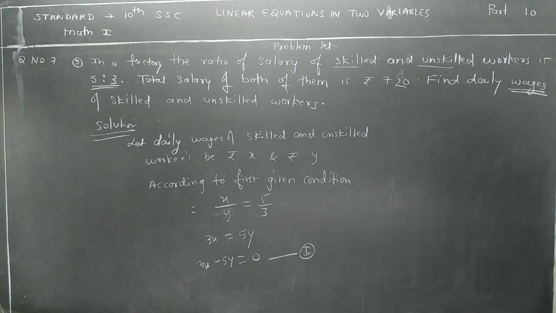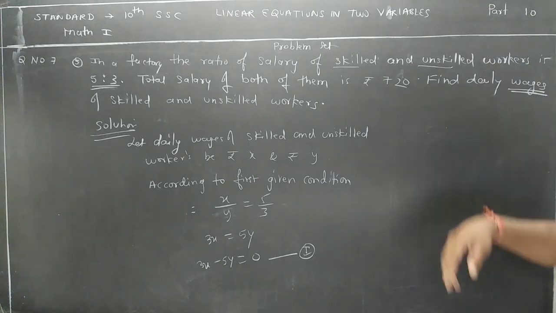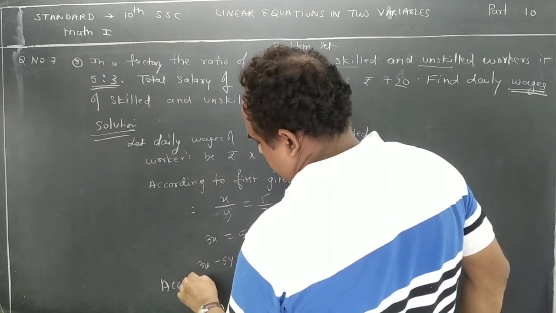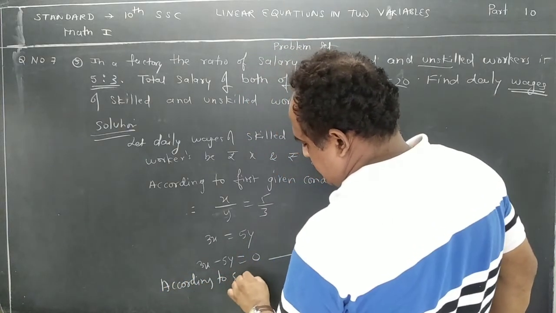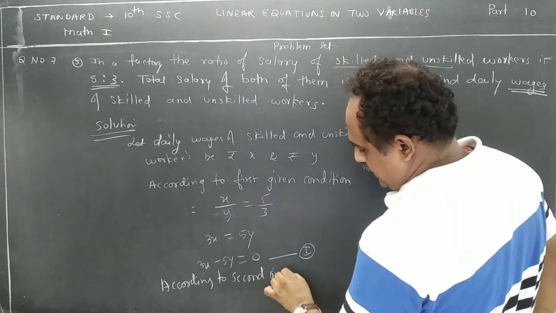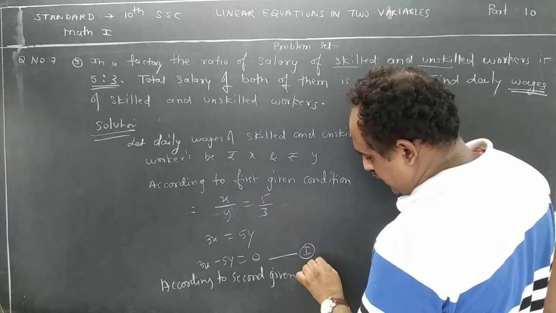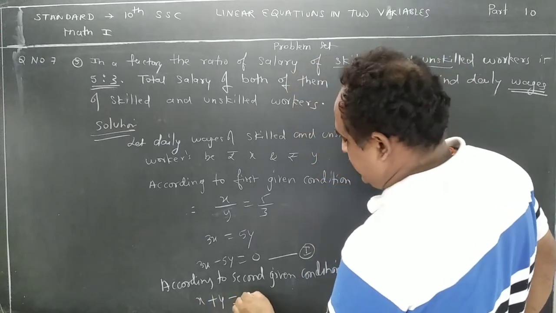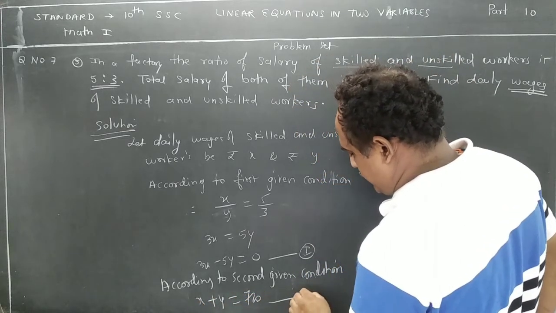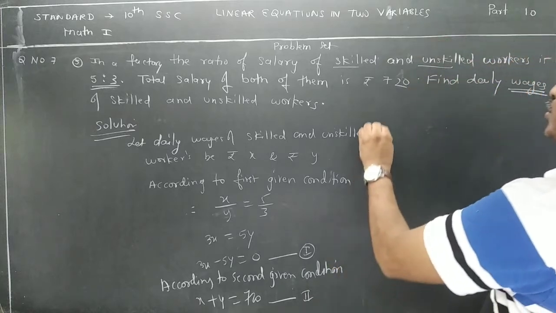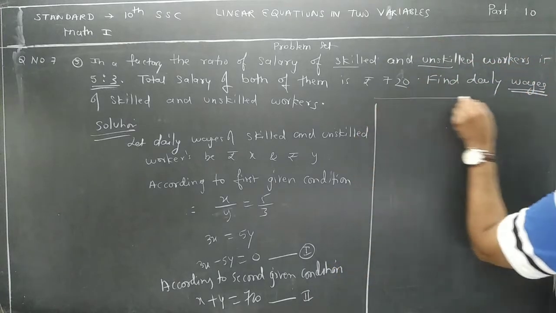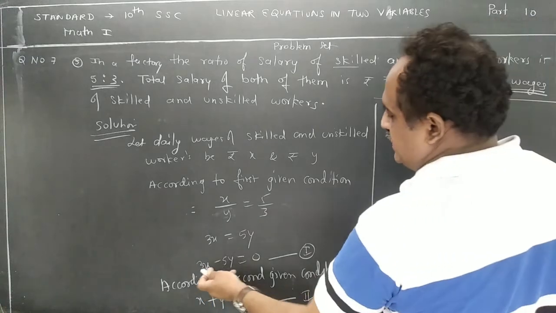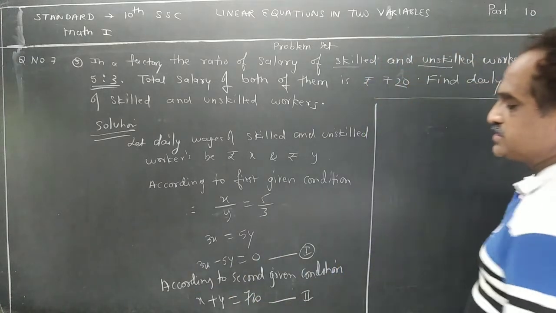Then they have given total salary of both of them is rupees 720. Then according to the second given condition, x plus y is equal to 720 is equation 2. Now we can do it easily. Is it right? What is equation 1? 3x minus 5y is 0. x plus y is equal to 720.